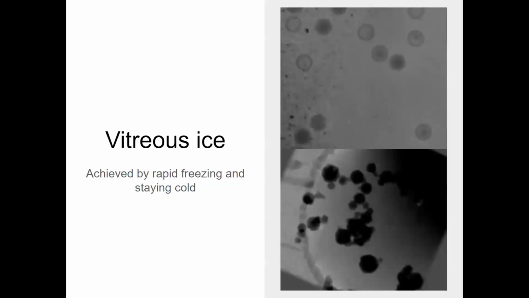The cryo part of the name indicates the use or application of very cold temperatures. Typically, this is done by plunging the sample into liquid ethane that was cooled by liquid nitrogen. This near instantaneous freezing of the sample allows for the formation of vitreous ice, or ice that doesn't form crystals. This is because ice crystals in the sample can interfere with what the scientists actually want to study.